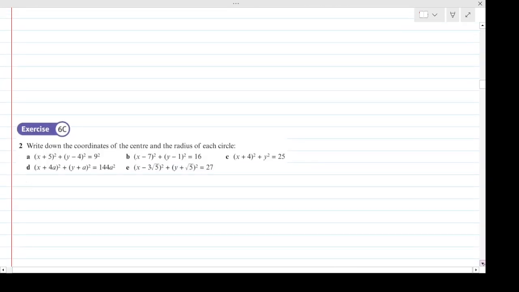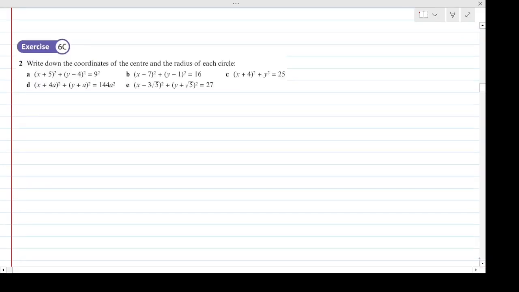Okay, so we've got an exercise then, and I really want to practice this skill to really drill it down because it's quite important. You can recognise the centre and the radius and use the formula. So part A. We have x plus 5 squared, y minus 4 squared is 9 squared. Well, again, at the centre, first of all, it's going to be the opposite. So instead of plus 5 for x, we're going to get minus 5. Then instead of minus 4 for y, we get plus 4.